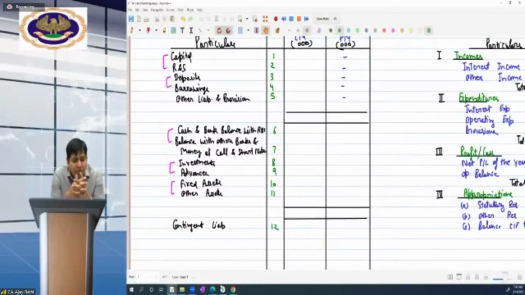Jyoti, perfect, beta. Both the sides. Chetan beta, how can you record only a single side? Now the answers are coming. Yes. Very, very good.